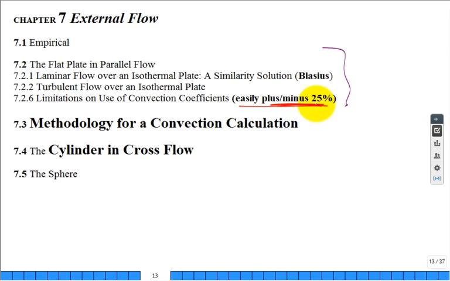Now let's take a look at this section, methodology for doing these type of calculations, because this is a little different than conduction. And I do like this section. I think it's a useful section. Probably the first time you read it, you don't get much out of it, but the second or third time, you'll get more out of it. So here it is in summary.